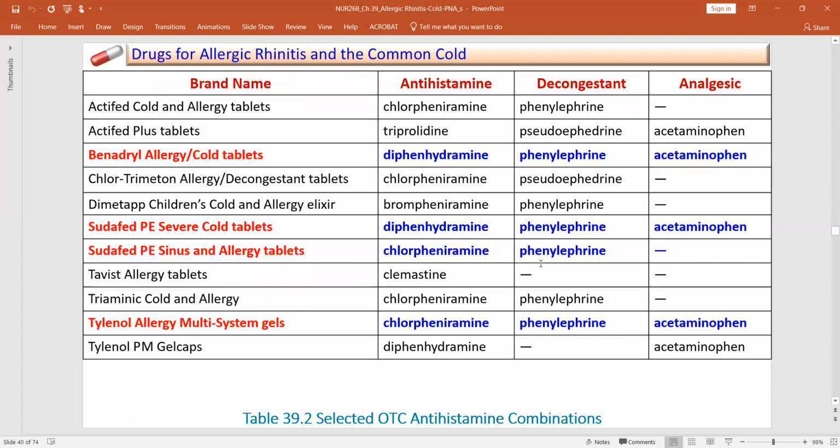These are some examples of antihistamines, decongestants, and analgesics, or in other words, the combination drugs of antihistamines with decongestants and analgesics combined together in one drug.